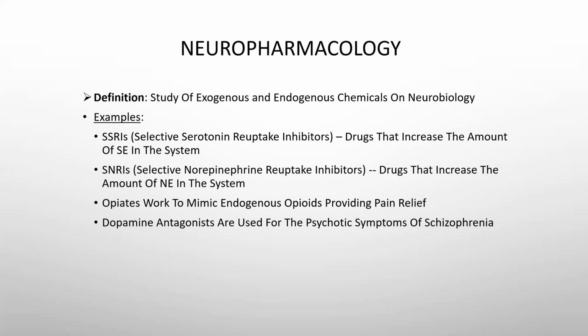SNRIs, selective norepinephrine reuptake inhibitors. These are drugs that increase the amount of norepinephrine in the system, also an agonistic effect. Opiates work to mimic endogenous opioids, providing pain relief. Like I said, these are just some examples for you. And also dopamine antagonists are used for the psychotic symptoms of schizophrenia. We could go on forever and ever about other different examples, but I just want to give you an idea of what we're looking at here for neuropharmacology.